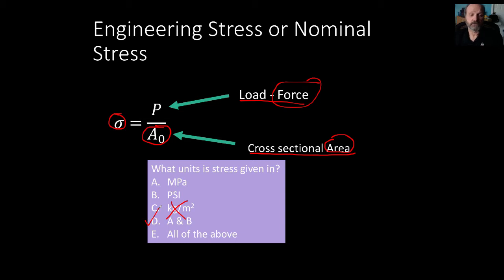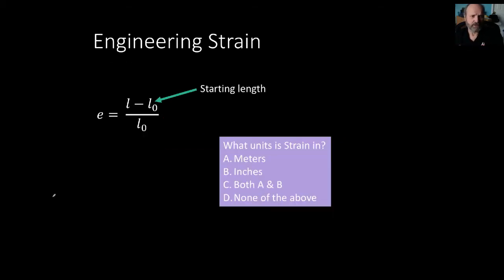Okay, and so that you know that. And think about units. Always think about units. It'll save you many, many times. All right, so we talked about engineering stress, also known as nominal stress. So that's when you pull on something. So remember, our tester, we're pulling on something.